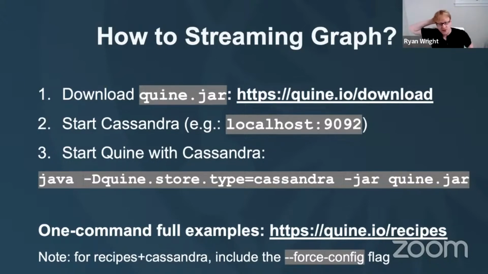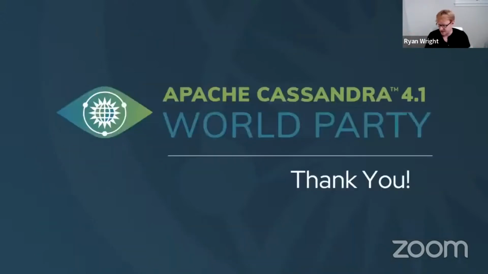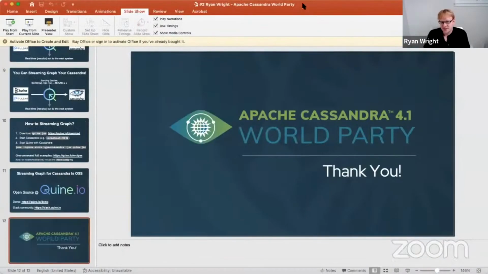One caveat: if you do use those recipes along with Cassandra configuration, there's that little force configuration flag. We're missing a slide from this, but if you saw the last slide, it would point you to quine.io, the website, where you can see demos of it running live, quine.io/demo. And there's a Slack community there if you want to ask questions, get help, and just talk with others who are using Quine for similar purposes. So all of this is new capabilities, previously impossible, that are now enabled by Cassandra on the back end and Quine on the front end for Streaming Graph.